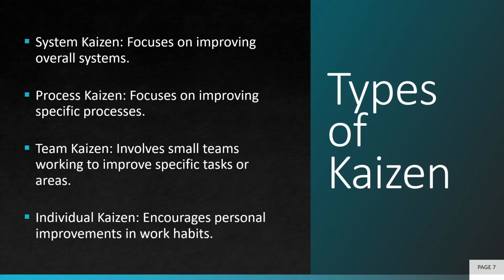The third one is team Kaizen, which involves small teams working to improve specific tasks or areas. The fourth one is individual Kaizen. It encourages personal improvement in work habits. So basically, individual Kaizen is for an individual person. The person can bring some changes in their day-to-day operations, day-to-day work, and bring some change.